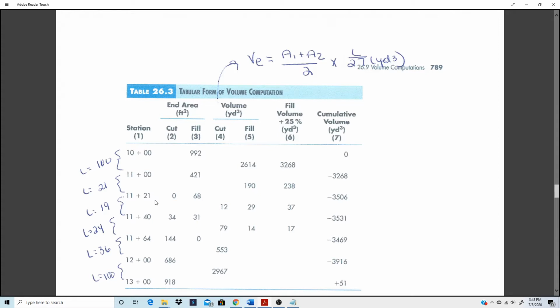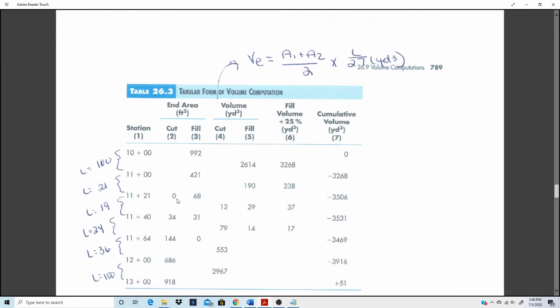All right, so when we go to the next one, we need to figure out what the area is between 11 and 11 plus 21. So I've seen some students where they'll do this area and they'll skip down and do this one and they miss the area between 11 and 11 plus 21. So if I'm going to do the area between these two, it's 421 plus your 68 gives me a total of 489. I got to divide that by 2. Now my distance this time is only 21 feet because it's 11 to 11 plus 21. So times 21 and divided by 27. So I've got 190.16 cubic yards. And then we want to multiply that times your 1.25 because we want 25% more. And that gives me 237.7, and they rounded up to 238.